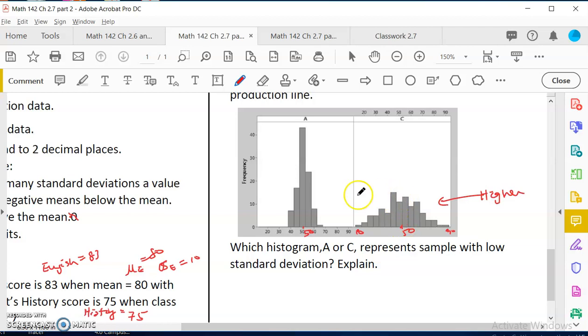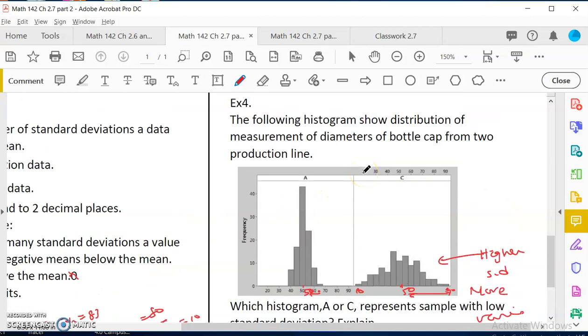The bar is low because it's low frequency. The data values vary more. Values are far away from the mean. See how far this one is from the mean? Whereas these are very close to the mean. Okay, so that's how we understand variation.